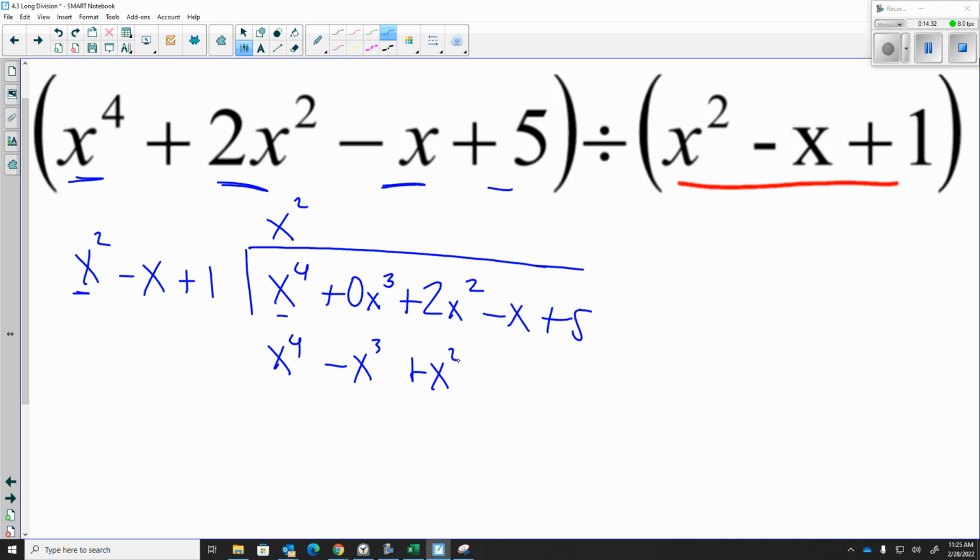All right, so I subtract. First thing's gone. 0 minus negative x cubed. Be careful. Double negative. That's a positive x cubed. 2x squared minus x squared plus x squared.